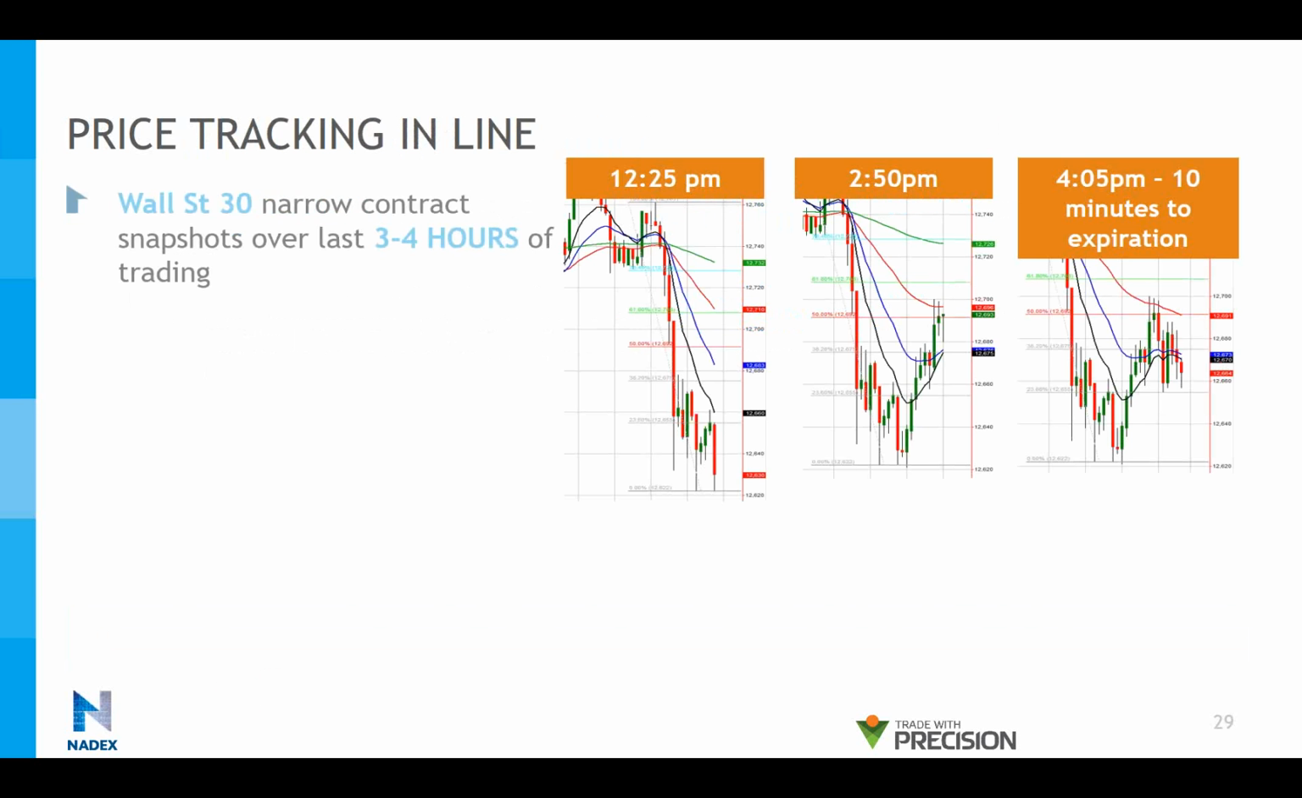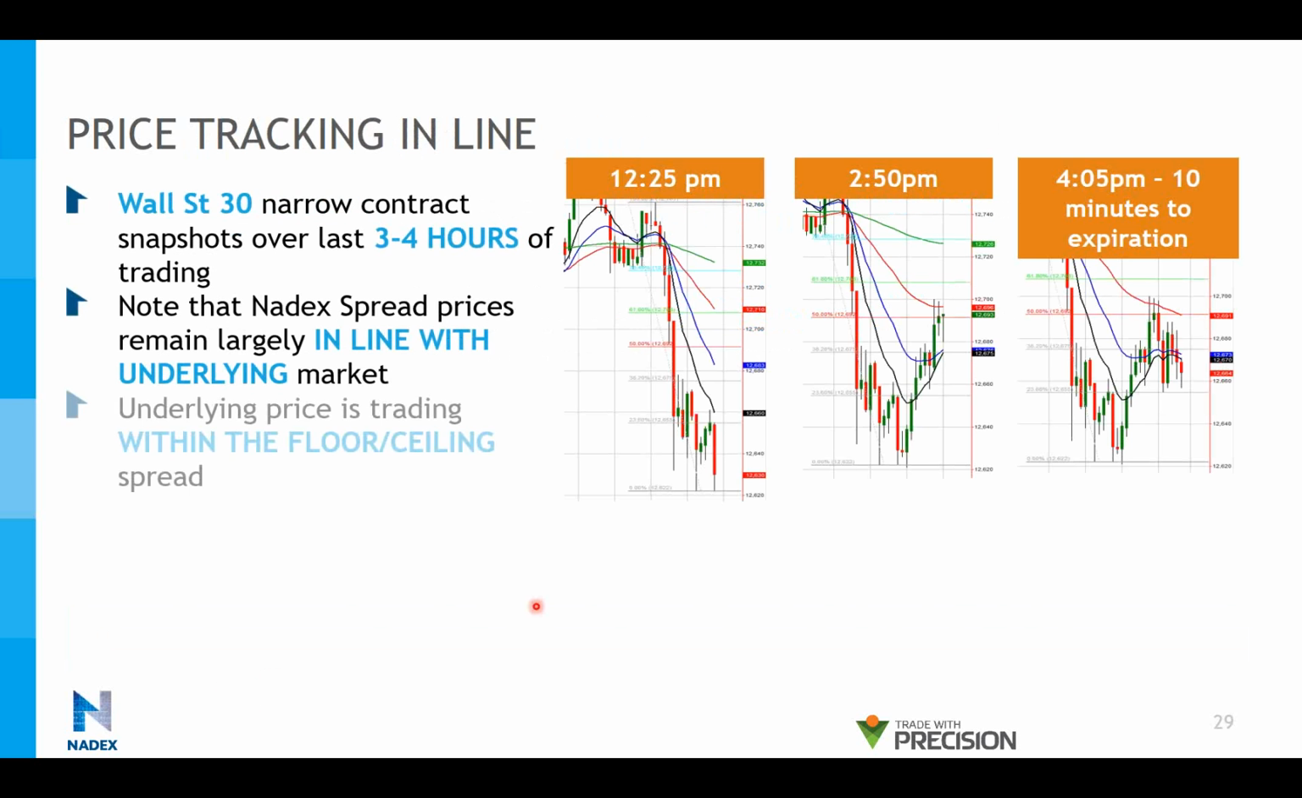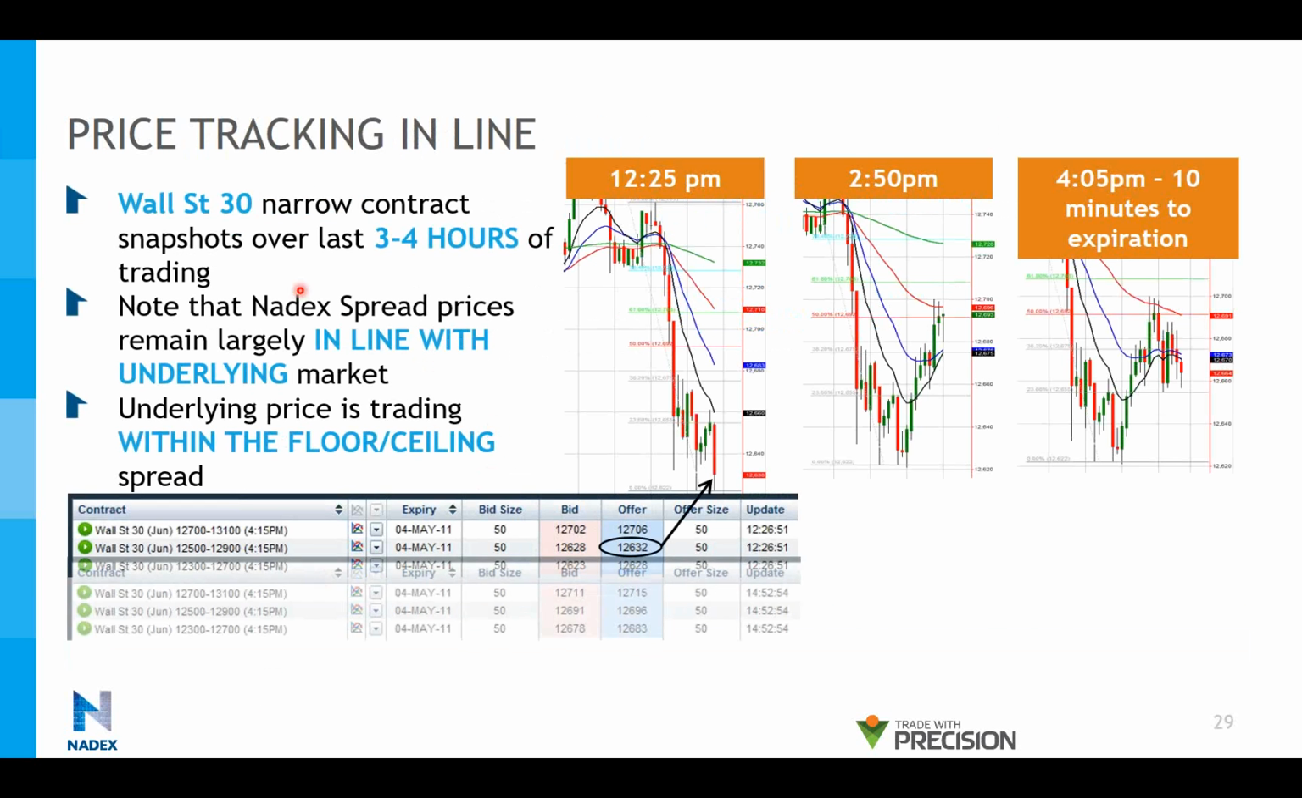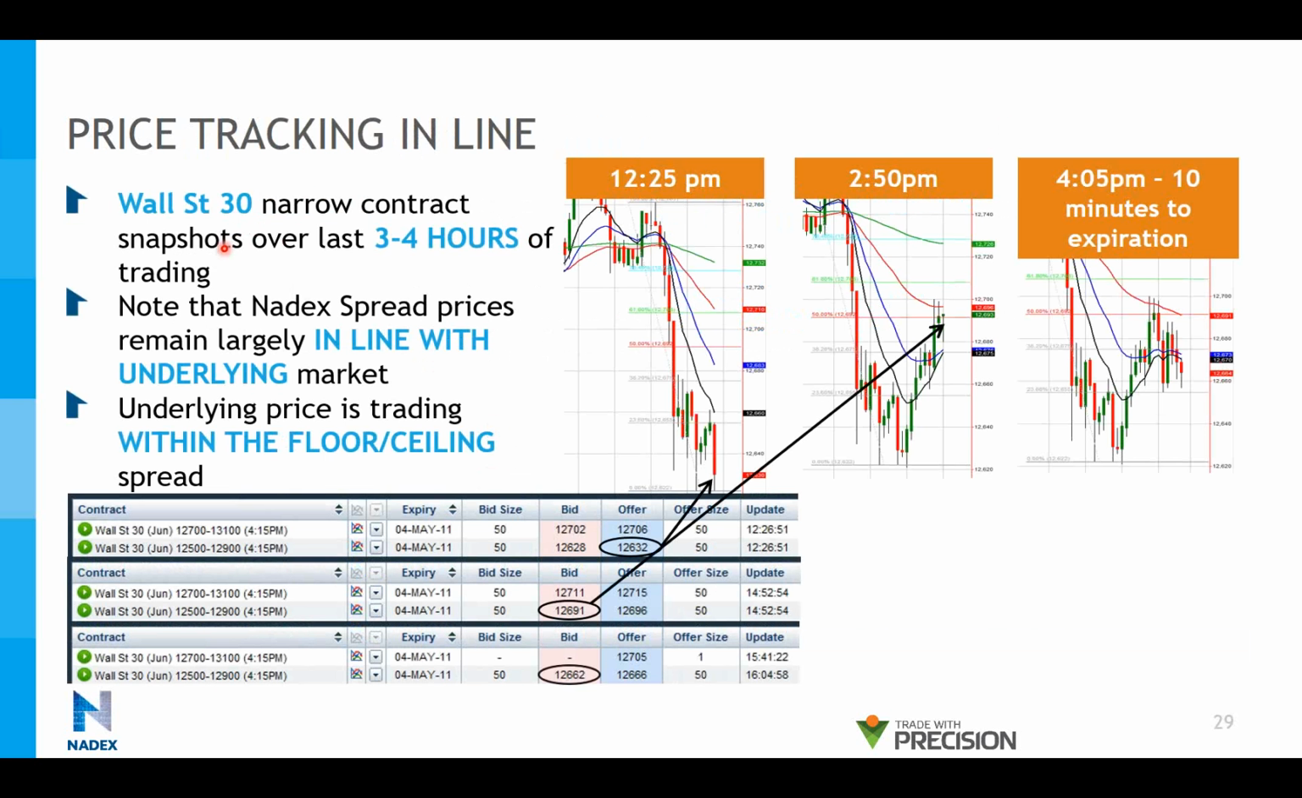So just a second, here we are. Price tracking in line. Here we are looking at different contracts. We're looking at a Wall Street 30 Dow Jones narrow contract snapshot over the last 3 to 4 hours of trading. And we see now what price is doing. Price is pushing lower here. And where is this market trading? We're looking at the 12,500, 12,900, and we're sitting here very close to the 12,500 level. It's 12,620, something like that.